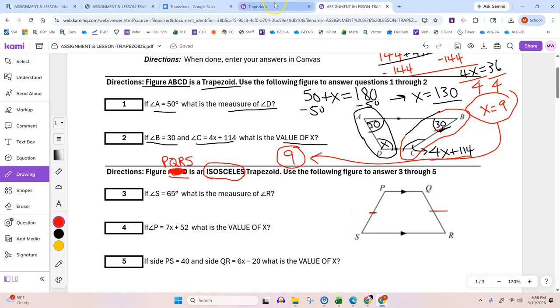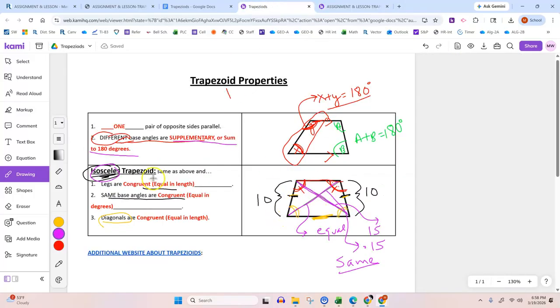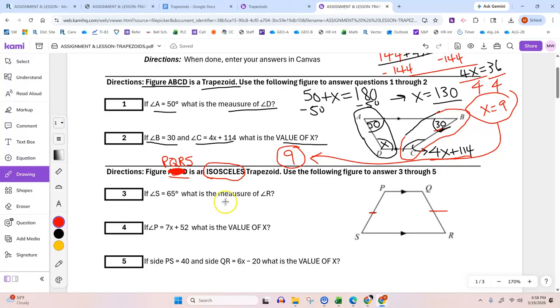And if you remember, when it's isosceles, these sides are equal, these angles here are equal, these angles here are equal to each other, and the diagonals are equal. So we're going to use those properties, okay? The first thing we get is it says if S is equal to 65, so that's the angle here. So let's go ahead and mark this one up.